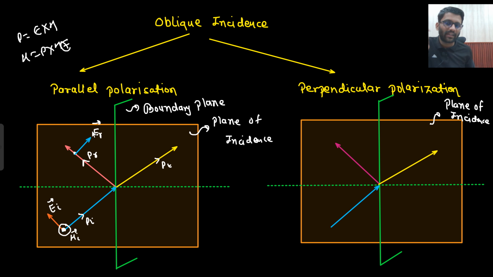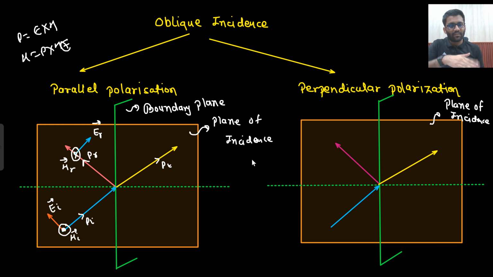So what should be the direction of the magnetic field? You think on your own. E cross H should give me P. So P should be towards the thumb. E is this, E cross H, that means H is inside. So that should be the direction of the magnetic field. E cross H should give me P.